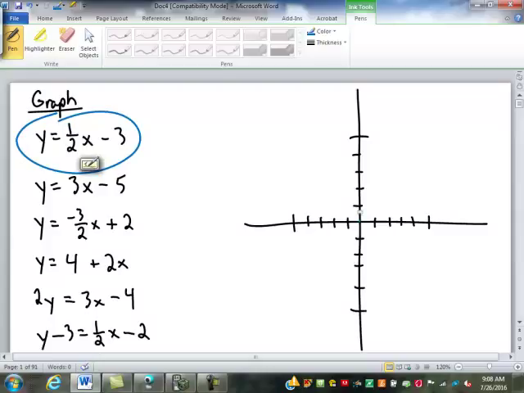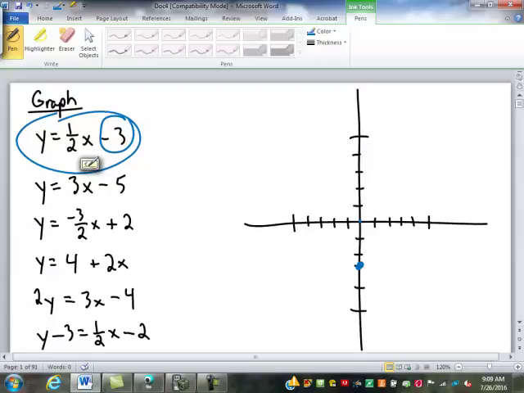Remember, we start at the origin at the center here for all graphs, but then we have to move up or down. What tells us how far we move up or down? The -3. So from here we go down 3, and that's where we start, is right there. Now, how do we know what to do from there?